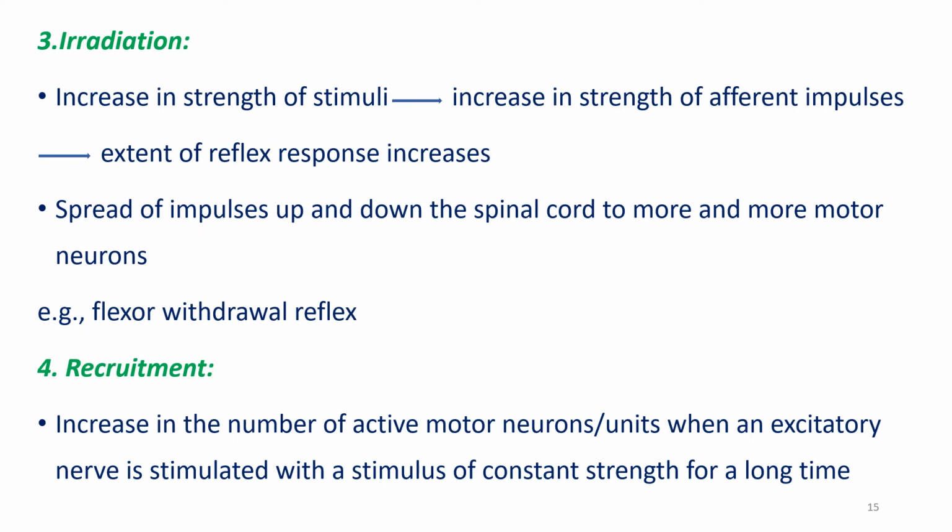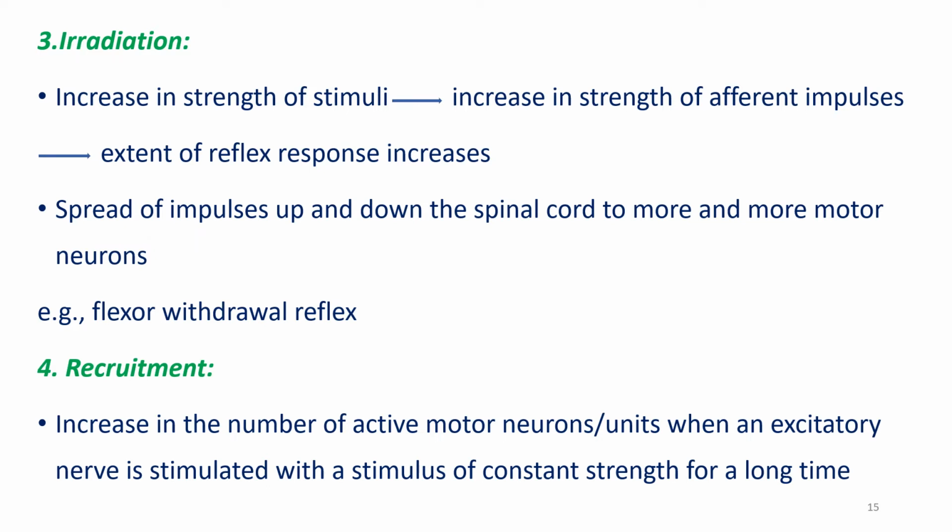Irradiation is another important property of spinal reflexes. Because of this property of spinal reflexes, we can generate a response of higher magnitude by changing the strength of the afferent impulses. So as we go on increasing the strength of afferent stimulation, the extent of reflex response increases. That is, greater the afferent stimulation, more is the irradiation in the spinal segment, that is, the impulses spread to surrounding neurons. This will occur when there is an increase in the strength of the stimulus. So the spread of impulses in the spinal cord, it spreads to more and more anterior motor neurons as well as supra and infra segmental regions of the spinal cord.